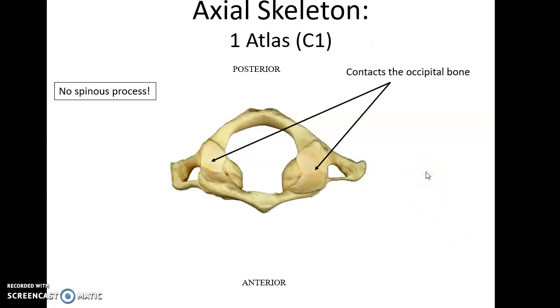Atlas is the first cervical vertebra, C1. It is the one that articulates with the occipital bone. So it is the smooth surfaces where the occipital condyles or the occipital bone will rest on the atlas. That gives us the joint that allows us to nod our head yes. As you can see, the atlas lacks a spinous process and it also lacks a body.